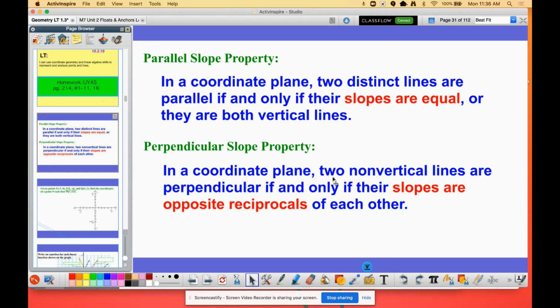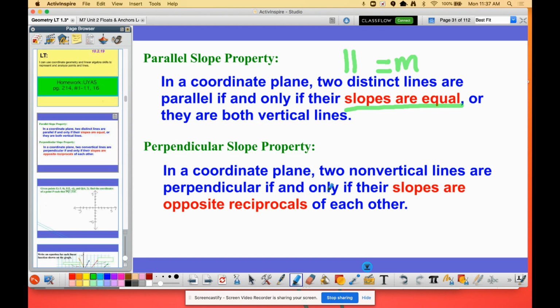So, quick review, parallel slope property, that just tells us that in a coordinate plane, two lines are parallel if their slopes are equal. So we know that if their slopes are equal, or if they're both vertical lines, then they are going to be parallel. So we might say parallel lines, and we could say equal slopes.